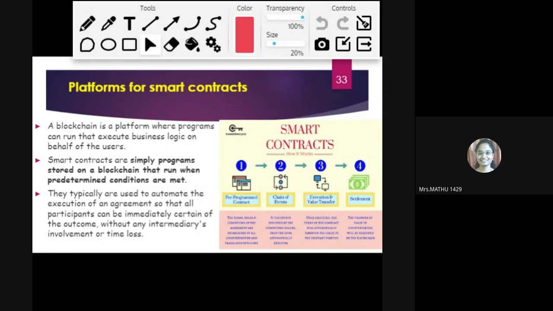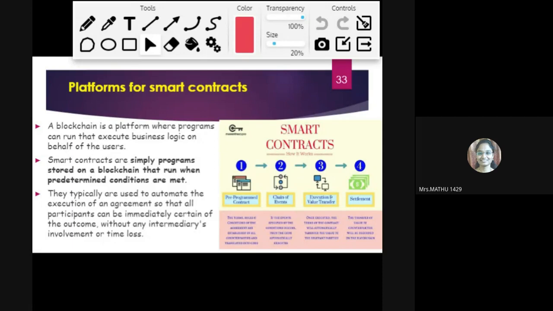So when you put a smart contract as a program or code with the required preconditions, when it is met, it automatically executes. It triggers that code to get executed. So automatically the property will belong to the other person, which means you are selling your property to another person.